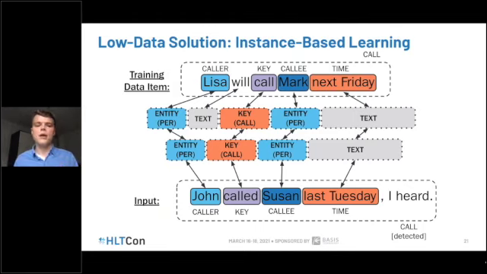And then when we want to do our actual role extraction, finding the roles associated with this call event, all we're going to do is look at that aligned sequence and say, okay, well, Lisa lines up with the chunk for John, so we're going to copy the caller label here. Mark and Susan line up, so we're going to copy that label here, and so on.